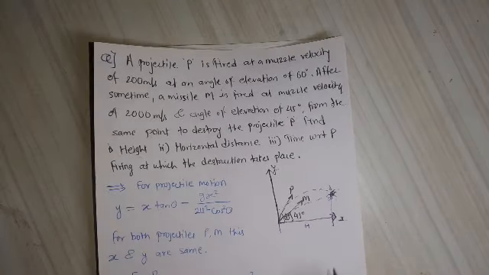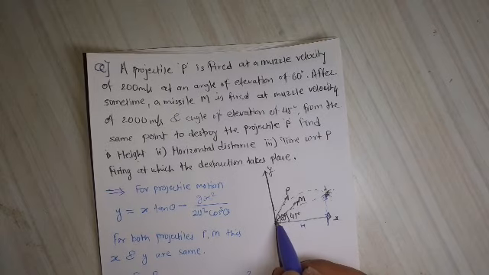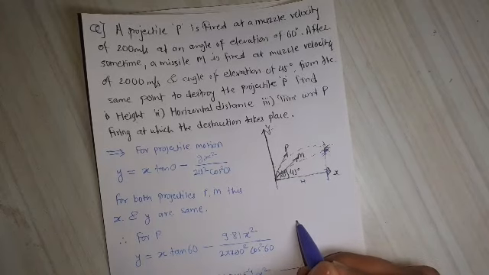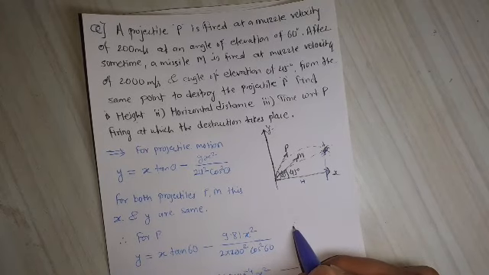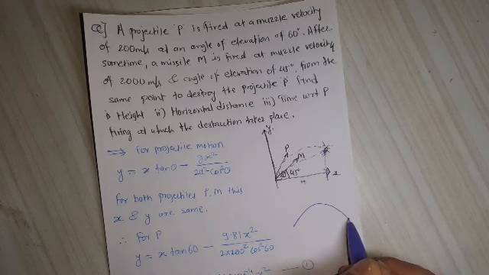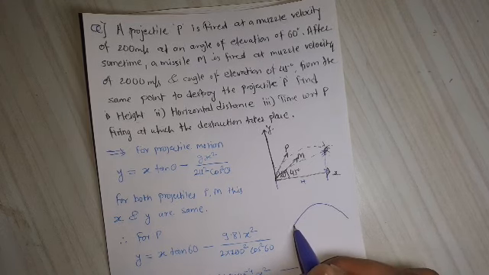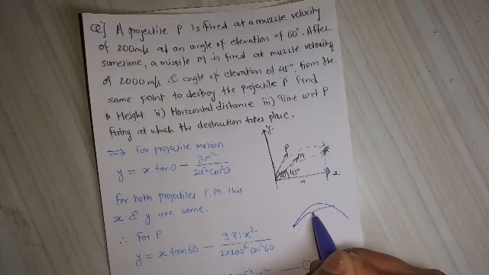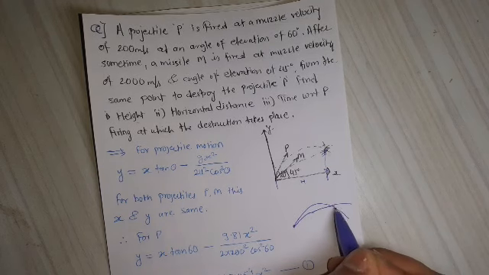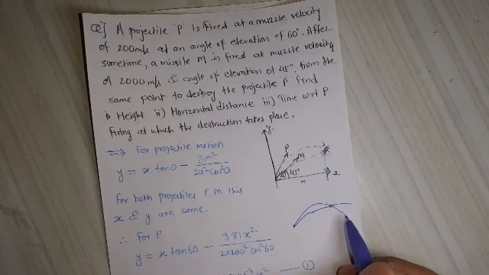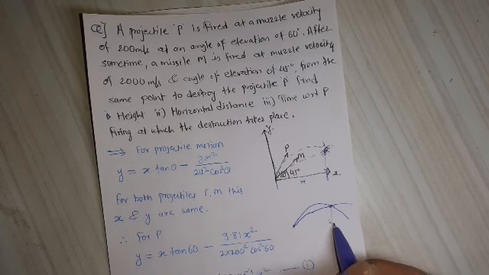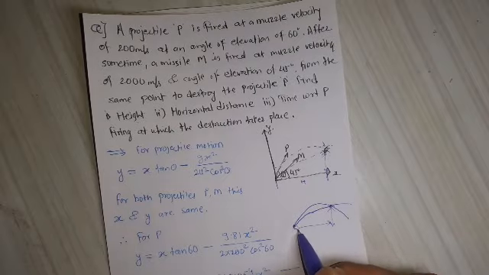Now if you see, the projectiles P and M are going to intersect at a certain point. Projectile P, having less velocity and more angle of elevation, will travel, let's say, like this, and projectile M with far more velocity will travel like this. As of now we don't know where they are going to intersect. Let's say they are intersecting here, and this is the destruction point, and we have to find out this height and this horizontal distance.